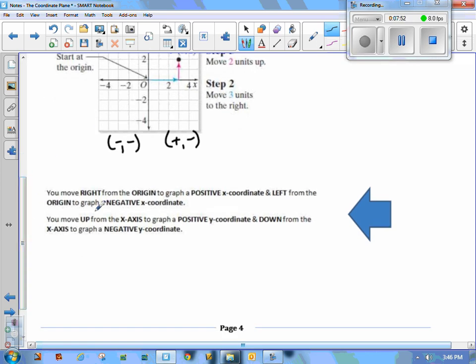Again, just a reminder. If you want to put a star by it, here's your arrow, circle it, just to remember how you move for positive and negative x's, and how you move for positive and negative y's.